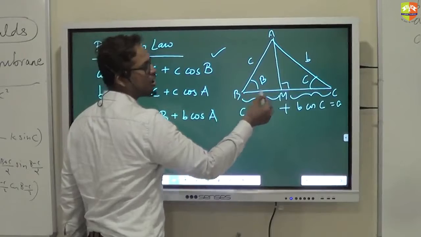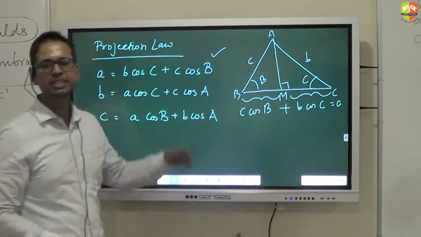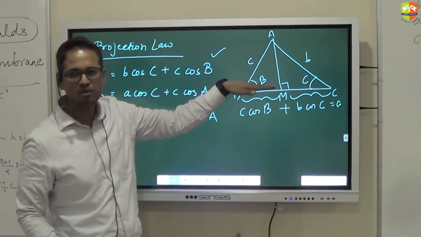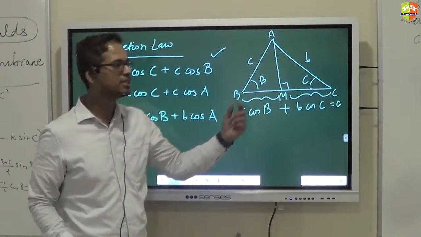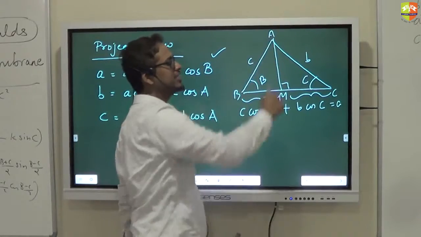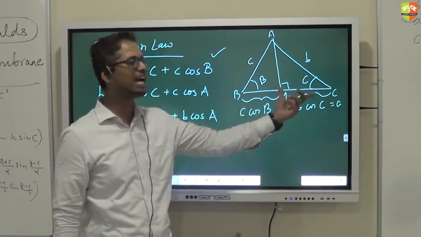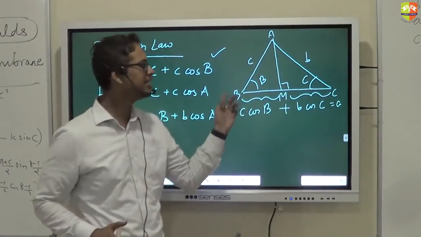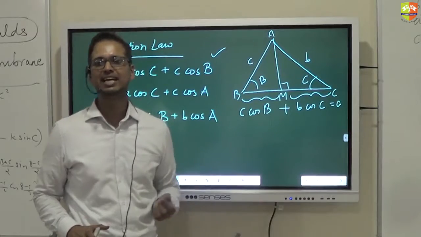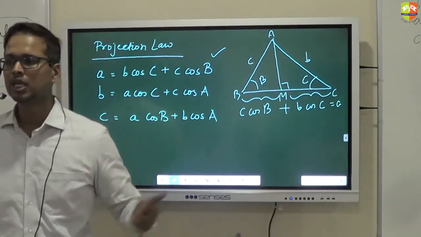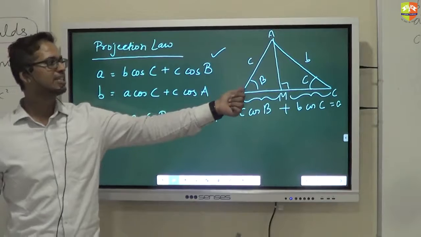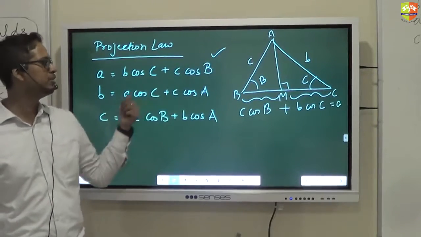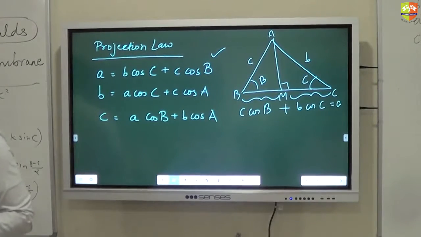See, AB's projection on BC is BM. Projection means shadow. It's like when you're putting a light over here, it'll cast a shadow on BC as BM. Similarly, if I am putting a light on AC, it is casting a shadow on BC as MC. So these two projections, when you add them up, you will get the entire side BC, which we know is side a. Hence the formula. In a similar way, if you take the perpendicular opposite to C, you will be able to prove the last one. Opposite to B, you will be able to prove the second one. Is that okay?